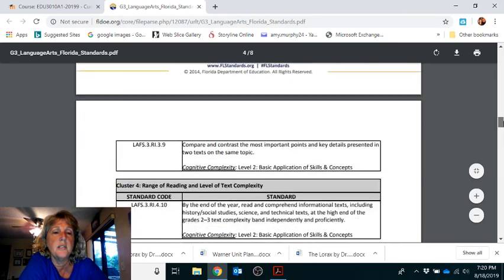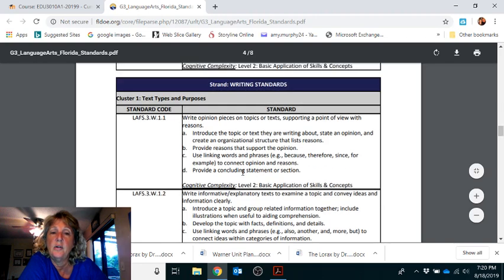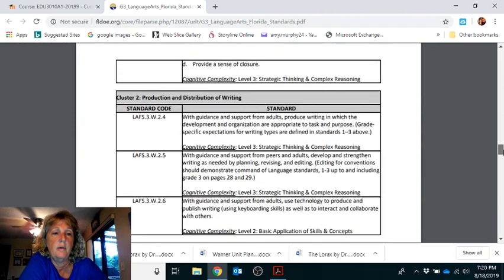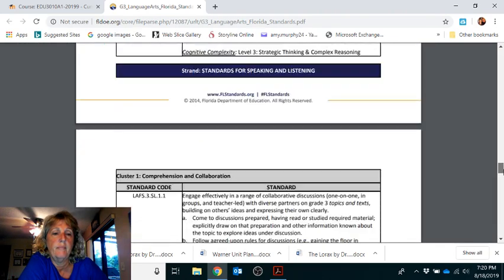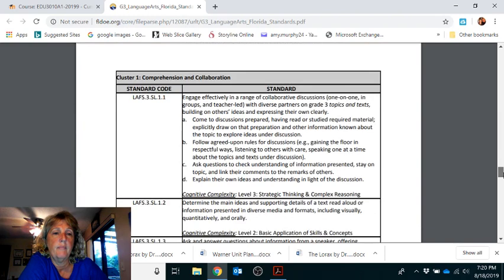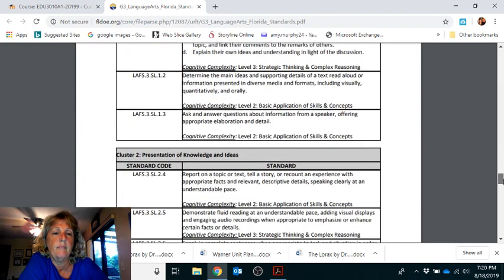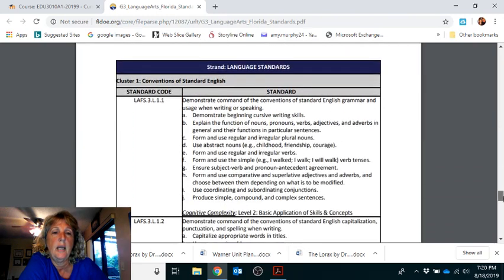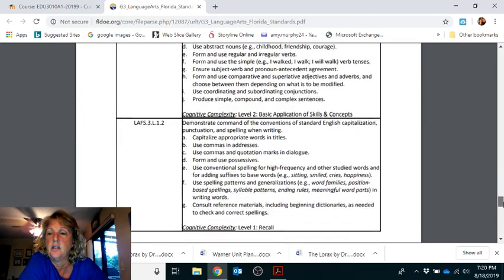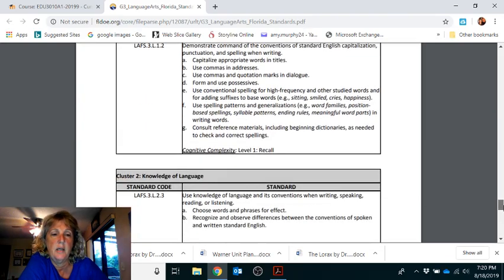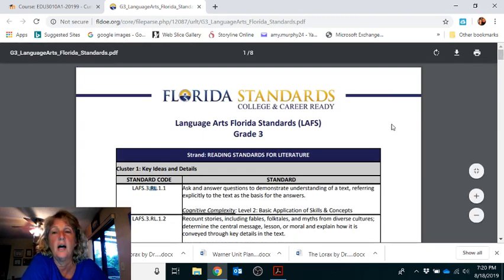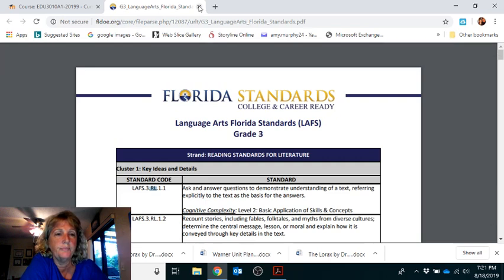In this same document, you will also see writing standards. You could select a writing standard. You could select a presentation standard and a standard English standard. So there are many standards that you can select. Please just don't select one with RI. That is for reading information, not a literature book.